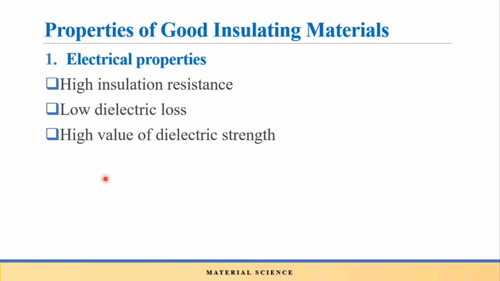Next, high value of dielectric strength. Obviously, any insulating material should have a high value of dielectric strength so that it can withstand higher voltage without breakdown. If an insulating material has high dielectric strength, then it will withstand higher voltage, and it will not break down in such higher voltage conditions. So this is another electrical property of a good insulating material.